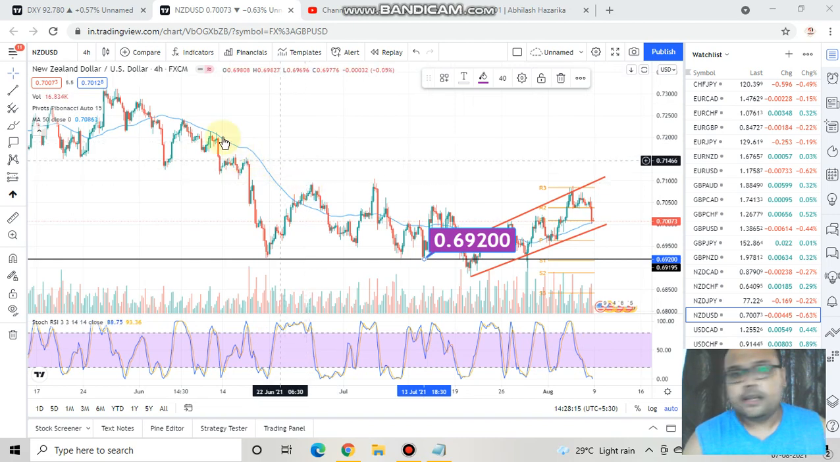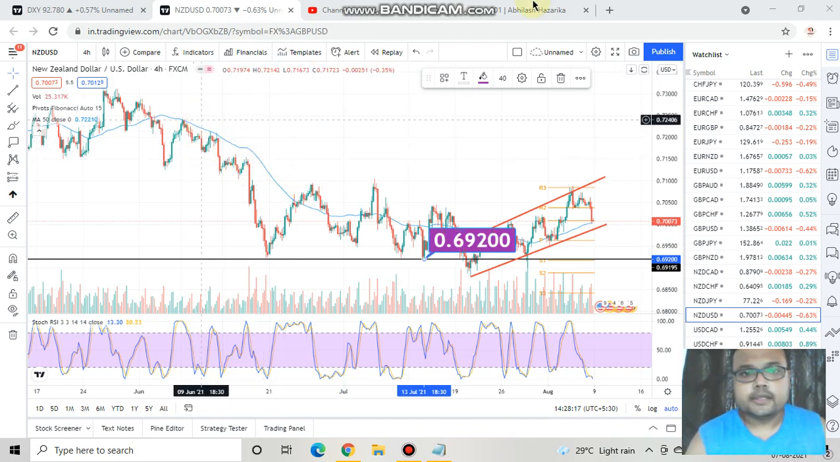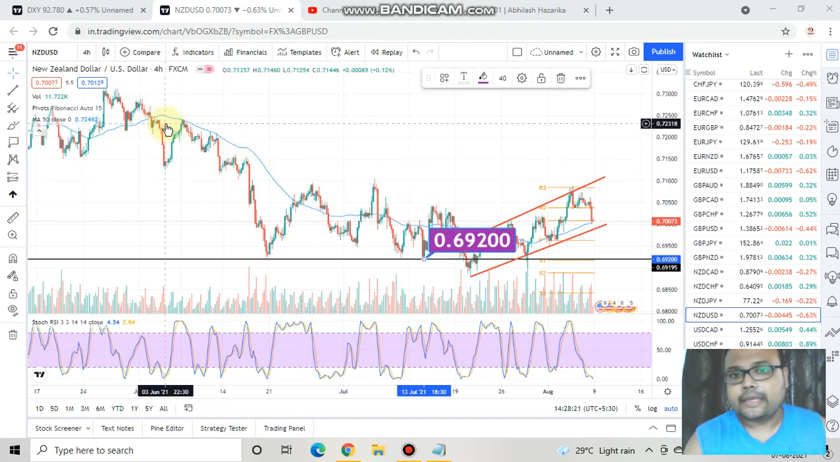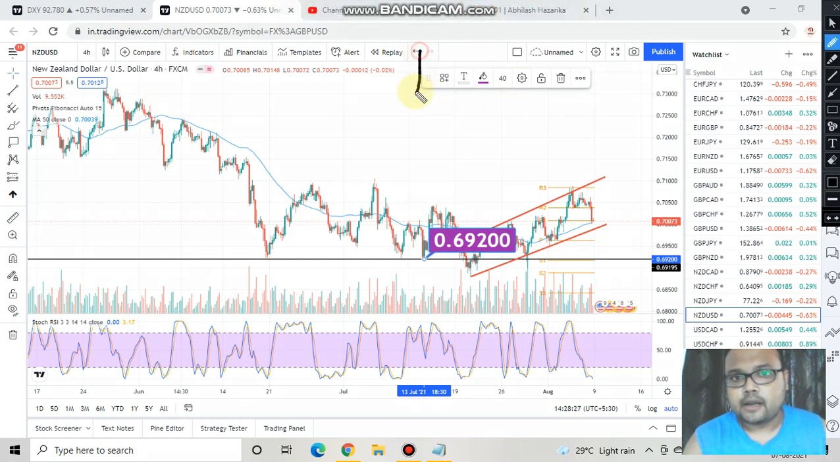So what do you think the overall trend of the market is? If I zoom out, then we can clearly see that the overall trend of the market is towards the downside. There is no doubt that this market is kind of going down.